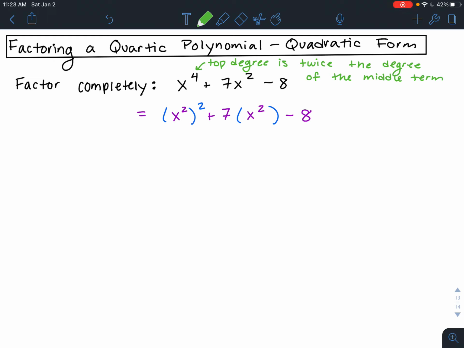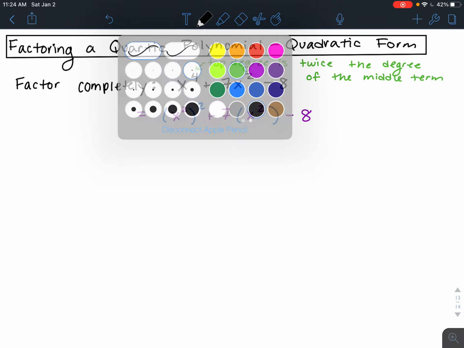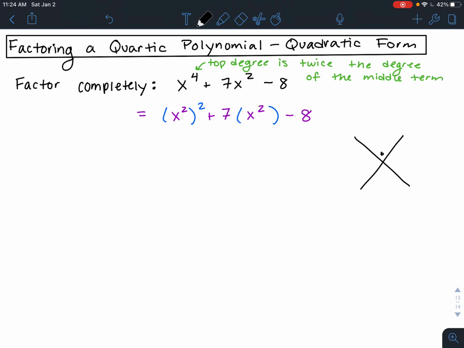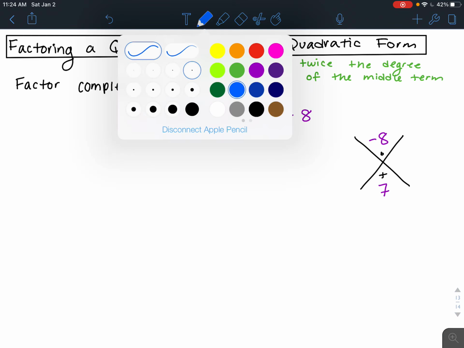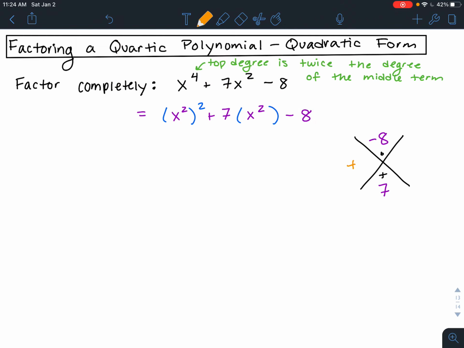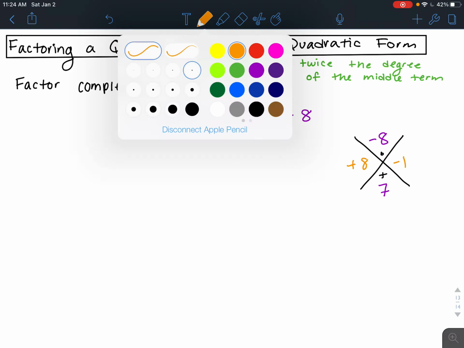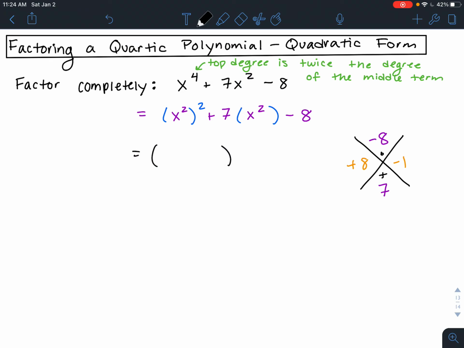So if that's the case, you can treat this like factoring a normal quadratic equation, but instead of putting an x into your parentheses sets, you're going to put, in this case, an x squared, or whatever that middle term is. So we're going to factor it like normal. So in this case, I want to multiply to -8 and add to +7. So the two numbers that'll do that for me are, if I multiply +8 and -1, those multiply to -8, but add to 7.